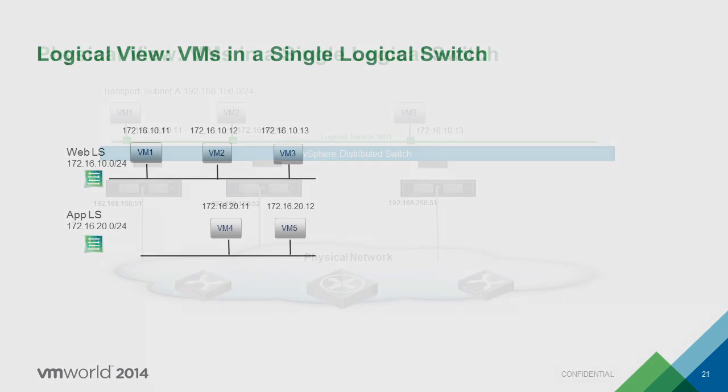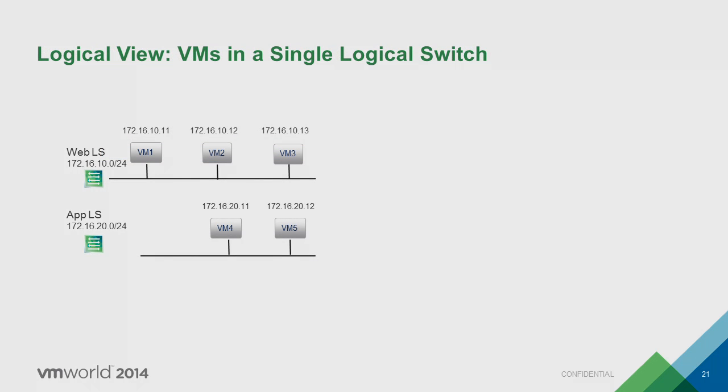So let's take a look at the logical view of a logical switch here. We have an application that is built over two tiers. We have a web tier and an application tier. We have a number of workloads that are sitting on each of these logical switches. Each logical switch represents a subnet, right? And these VMs are on the same subnet.